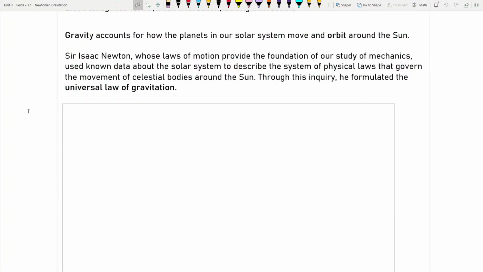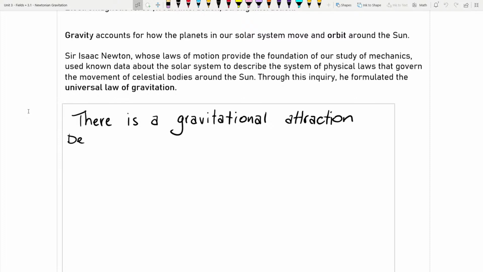And it basically states this. There is a gravitational attraction between any two objects with mass.